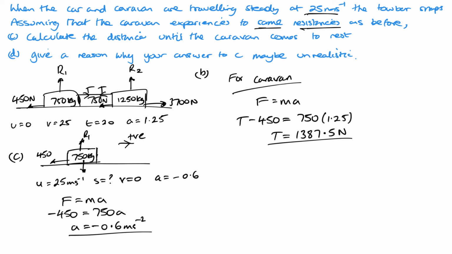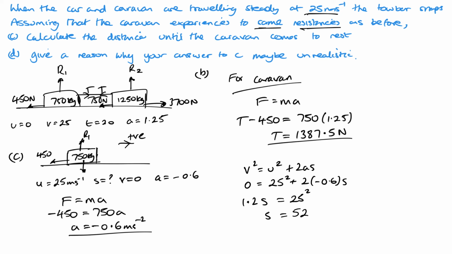So we've got U, V, A, and we want to find S. So V squared equals U squared plus 2AS. So that's 0 equals 25 squared plus 2 times minus 0.6 times S. So it's 1.2S equals my 25 squared. So S equals 520.8 meters. And that is then part C done.